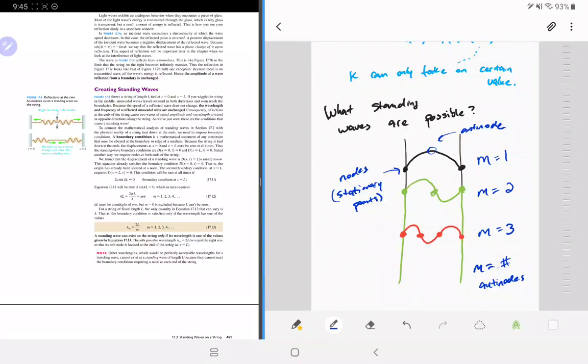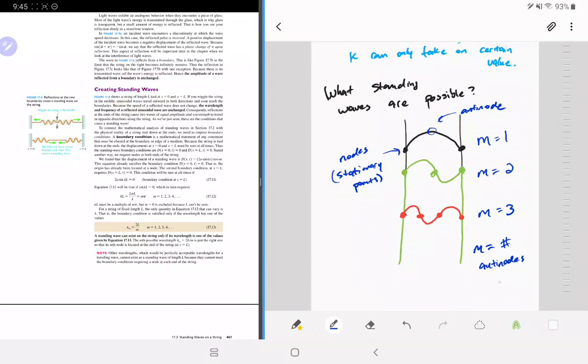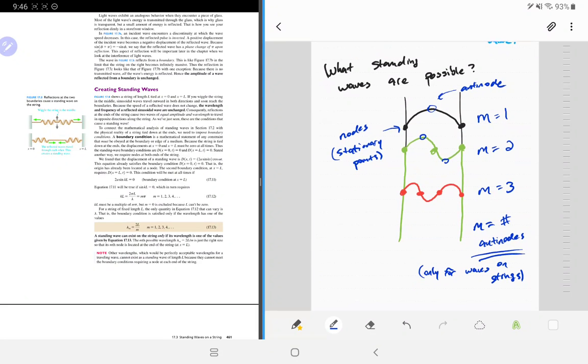Now you have to be a little careful. With this definition, this statement is only true for waves on strings. It is not going to be true when we talk about musical waves, only for this section on waves on strings. But see how there's 1 antinode for M equals 1, 2 for M equals 2, and 1, 2, 3 for M equals 3. So that's a nice way of getting the M value.